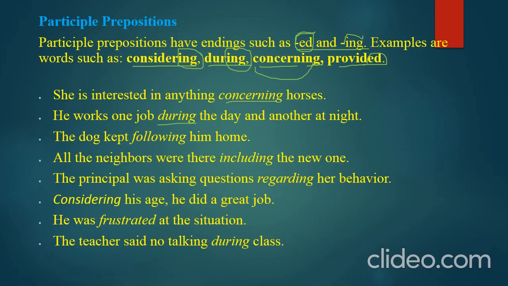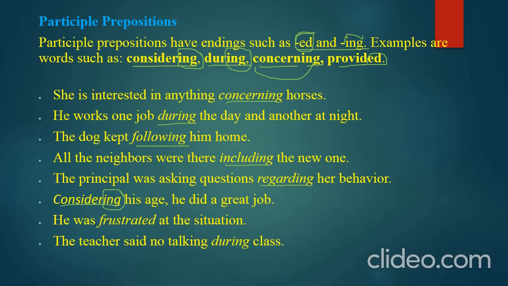The dog kept following. So following here is not a verb, it is a participle preposition. All the neighbors were there including the new one. So here including is a participle preposition. The principal was asking questions regarding her behavior considering his age, right? So here we have used considering at the start of the sentence.